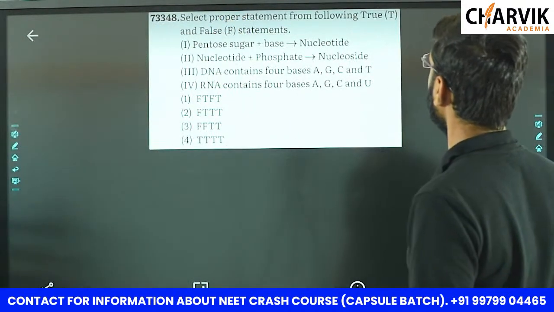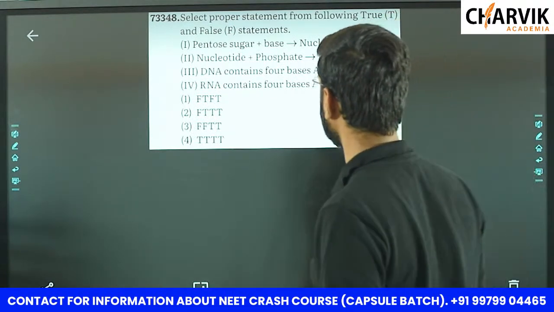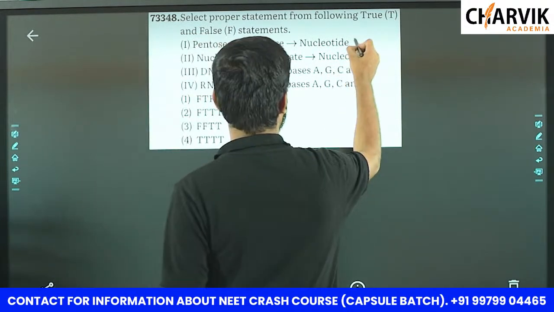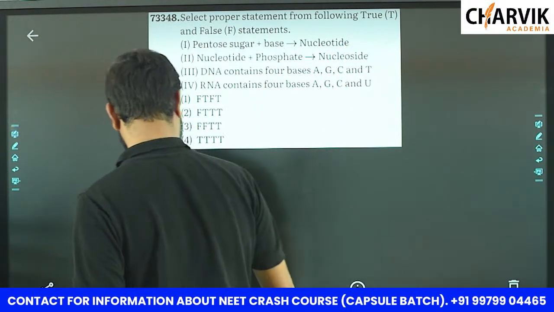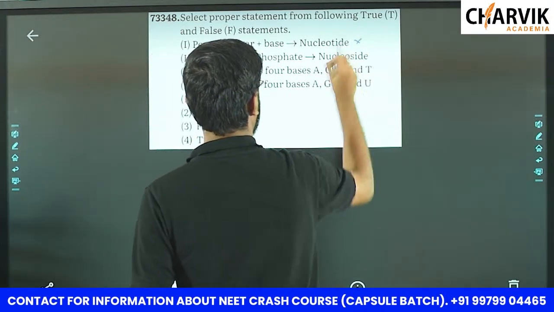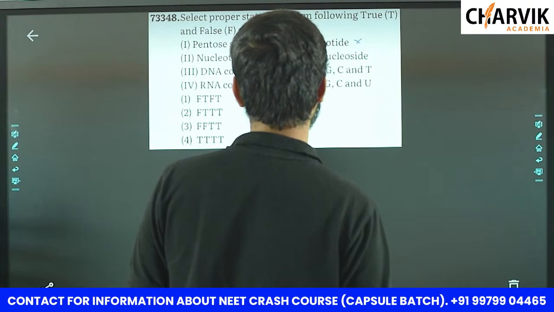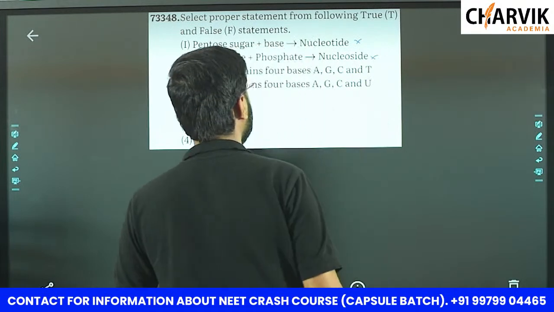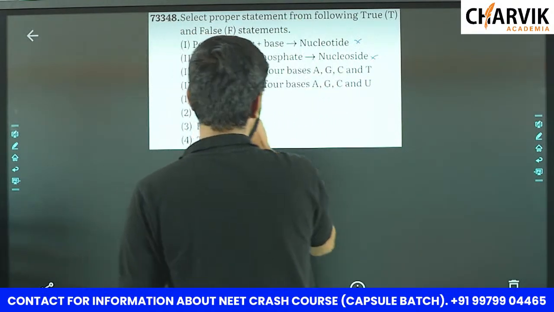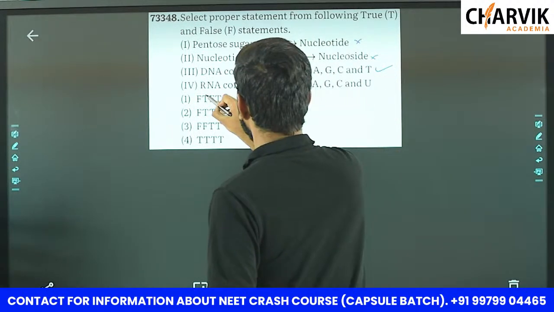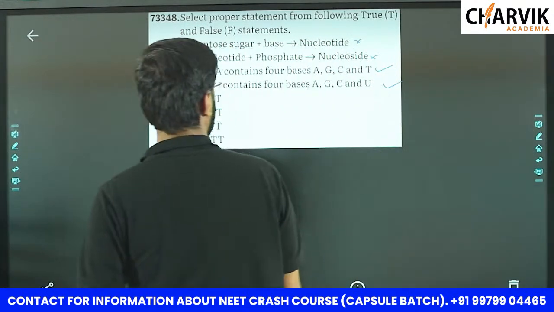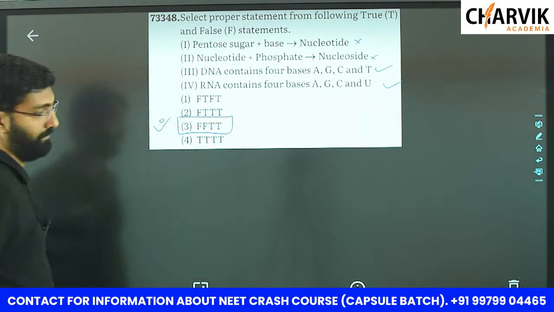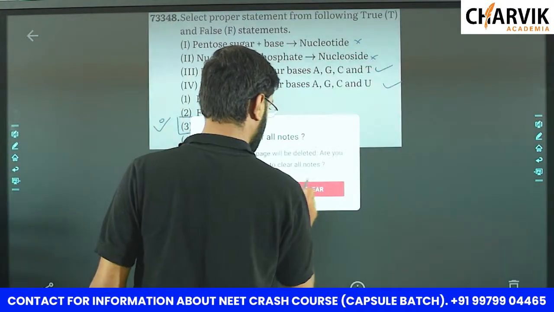Select proper statement from the following true and false statements. Pentose sugar plus base is nucleotide? No, this is wrong. Your answer should be nucleoside. Nucleoside plus phosphate is nucleotide. DNA contains 4 bases, AGCT, yes, this is correct. RNA contains AGC, yes, this is correct. So false, false, true, true. Your correct option is third. Okay, move to next question.